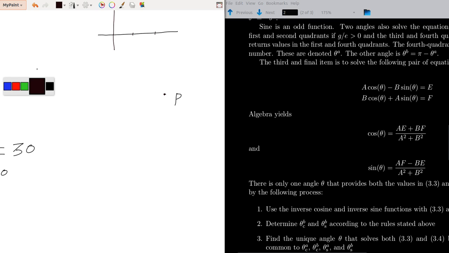So for this example, we get that A is 4.516.